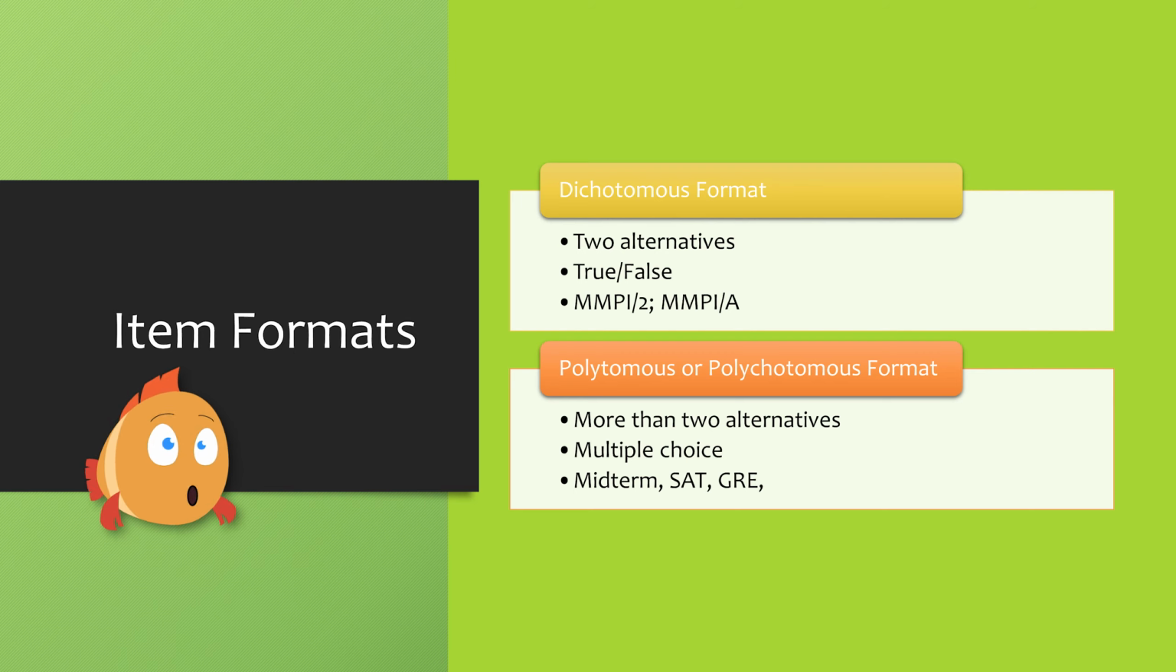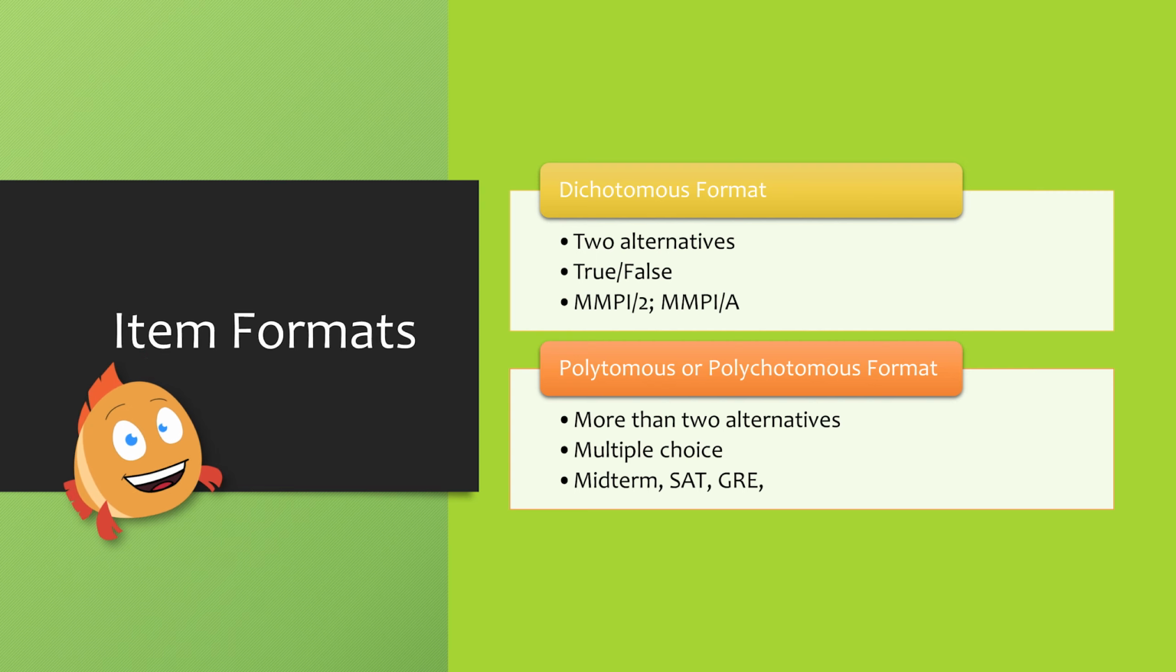The other one is polytomous, which is more than two alternatives. This is classically referred to as multiple choice. So not in this class, the midterm. Don't know why I have that in there. But the SAT, GRE, most assessments that you'll have had in your lower level psych classes, because they're faster and easier to grade, frankly. And they are good when made well.